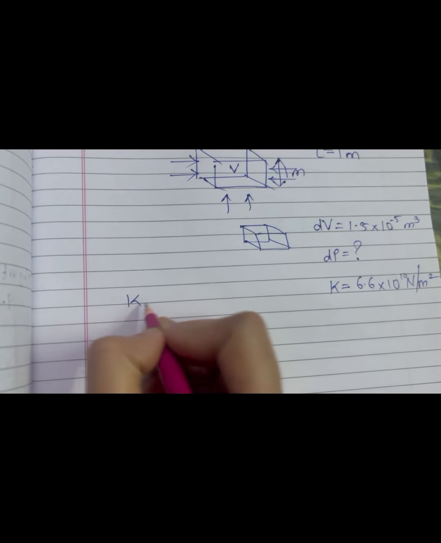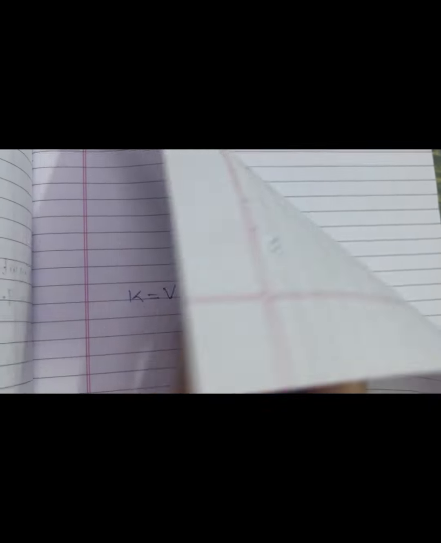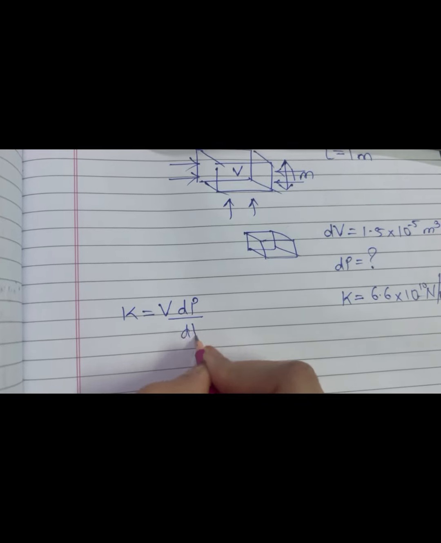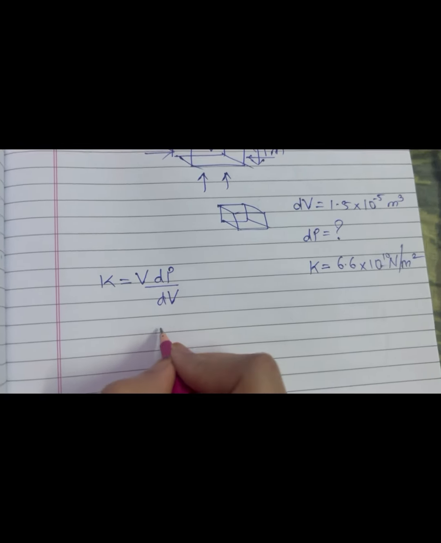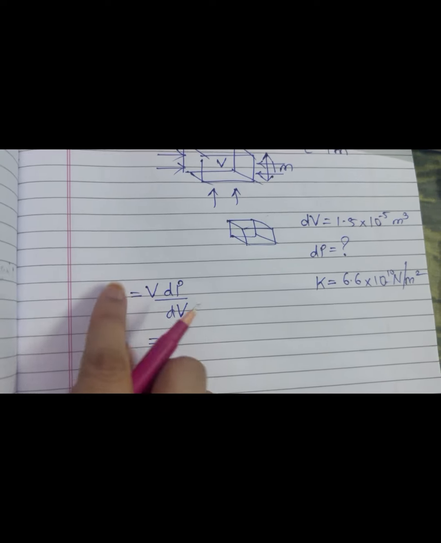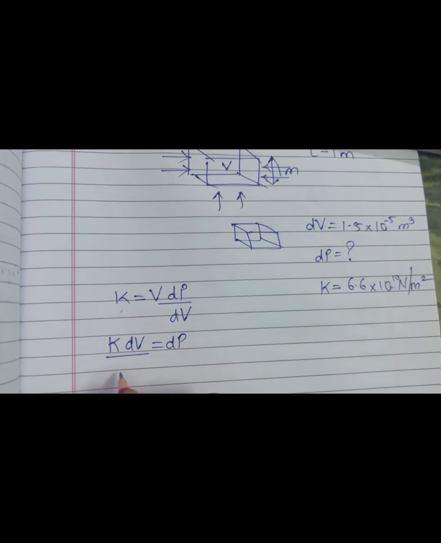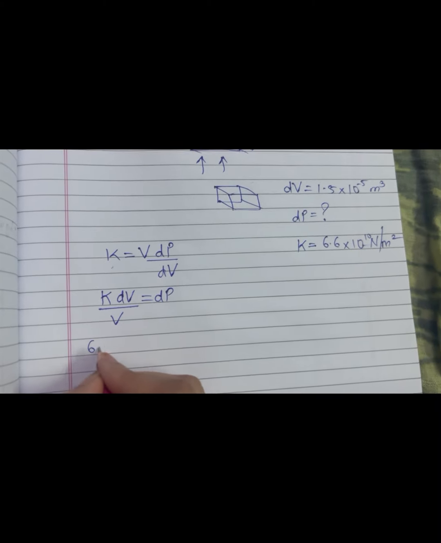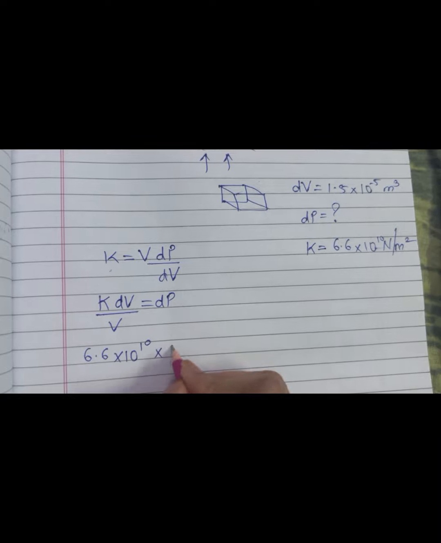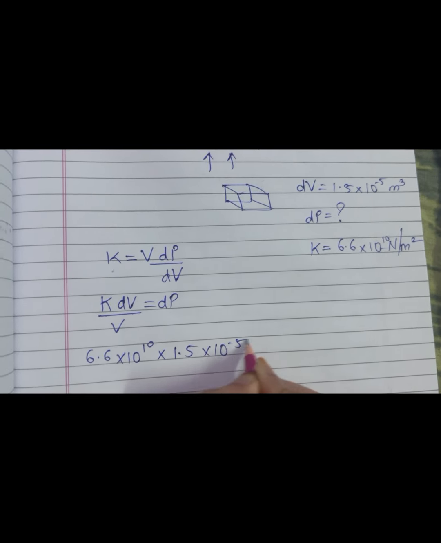We know the formula for bulk modulus, that is K equals V dP upon dV. They are asking you to calculate dP, so let dP be over here. K is already over here. Take this dV in the numerator on the left hand side upon V. What is the value of K? 6.6 into 10 raised to 10. What is the value of dV? 1.5 into 10 raised to minus 5.